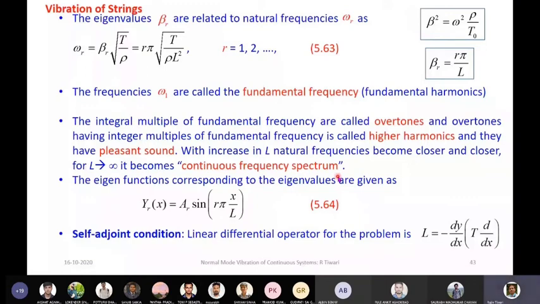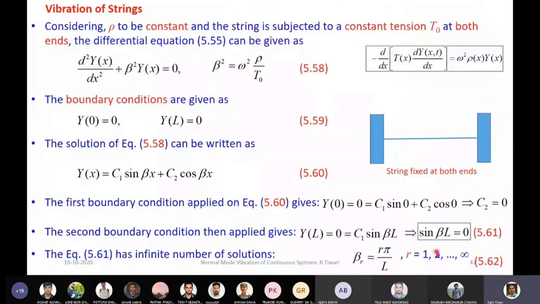So we talked about the frequency. Now what about the eigenvector, which we had in the discrete system, the shape? The shape will be, because now here we got this beta, C2 was 0 here. So Y(x) can be written as C1 sine beta x, where beta can be replaced by R pi by L.